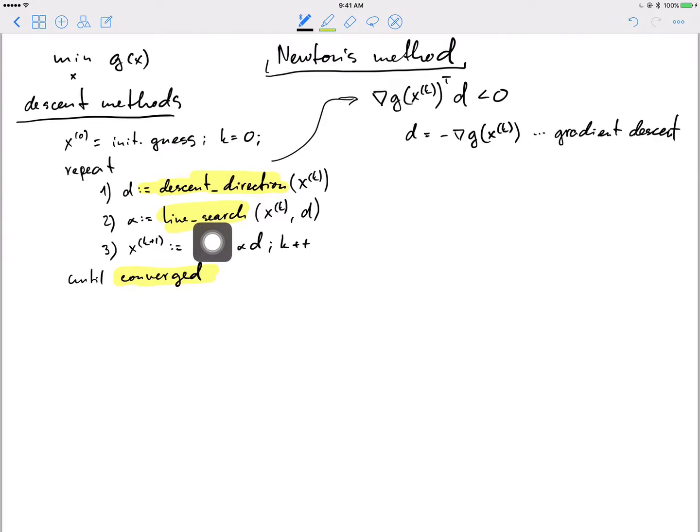Then the next step was the line search, right? So the line search is essentially a one-dimensional optimization problem, okay? Once you have picked the descent direction, the line search answers the question, how far do I want to go from xk in the descent direction d so that I decrease my function as much as possible? That's the question the line search function is trying to answer for you.